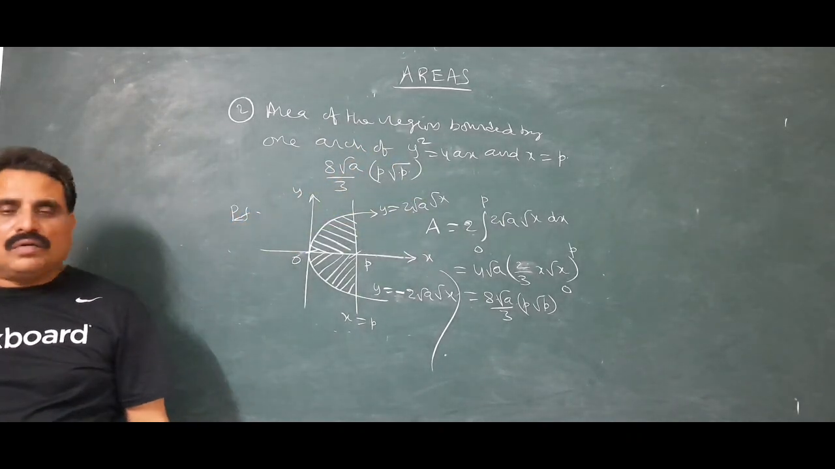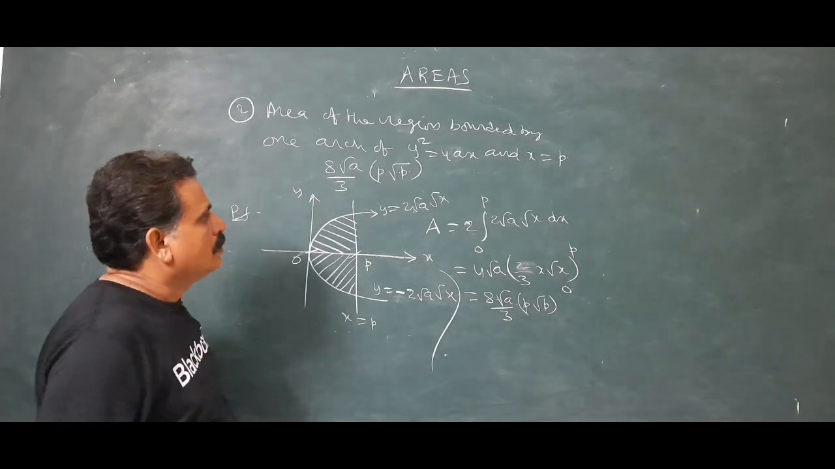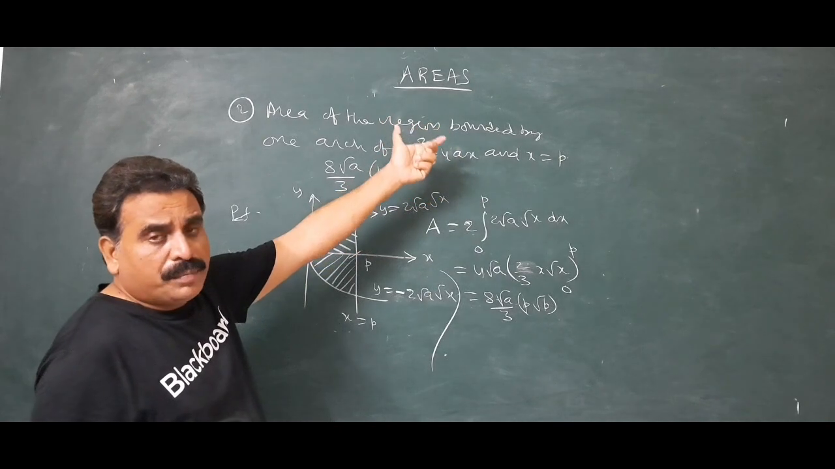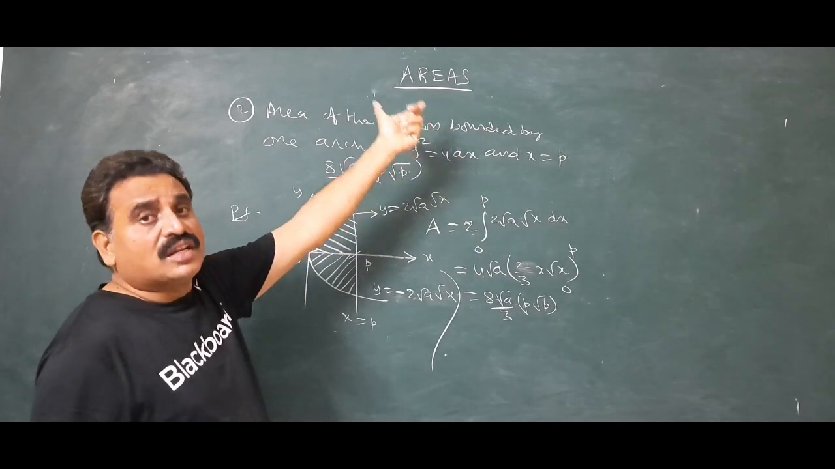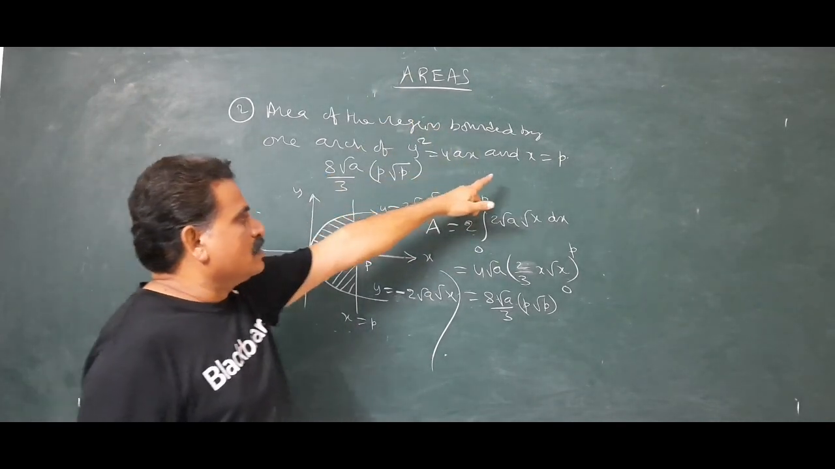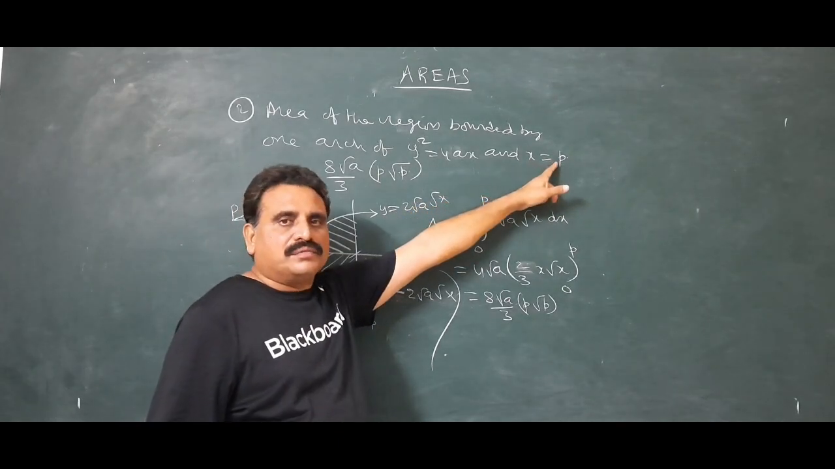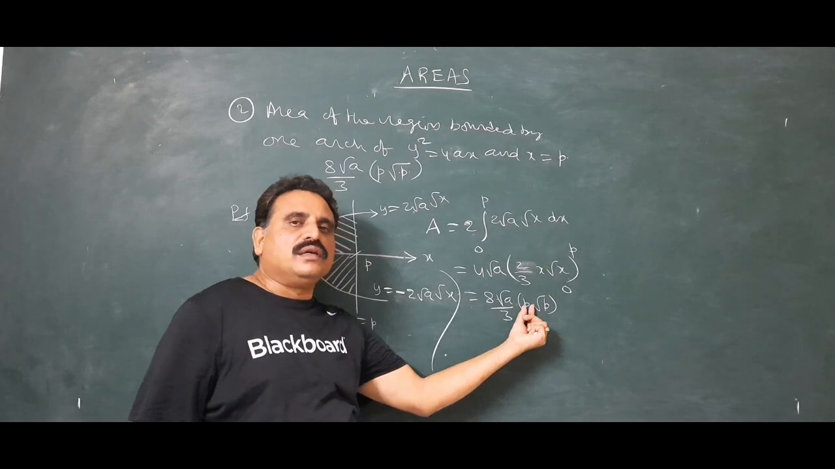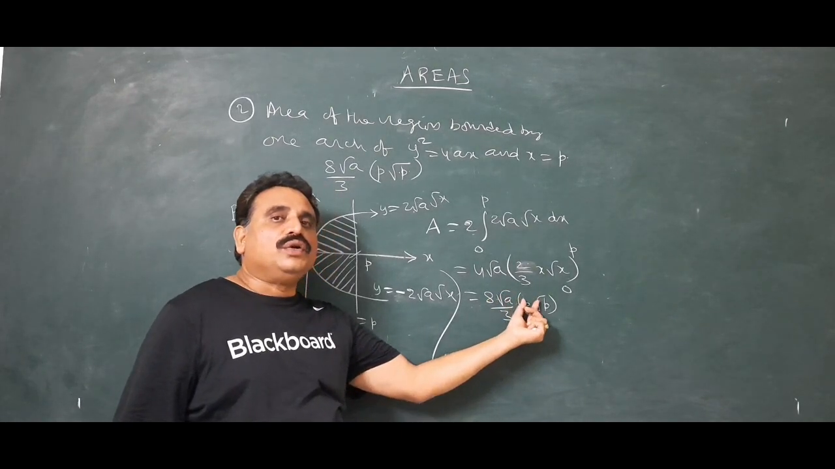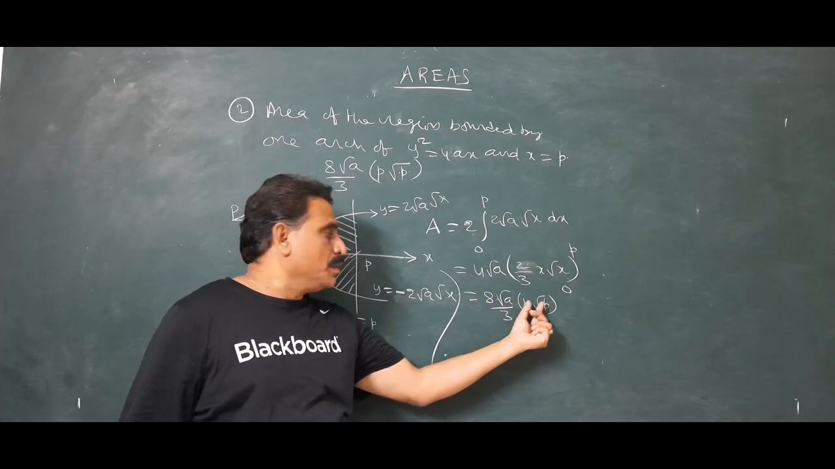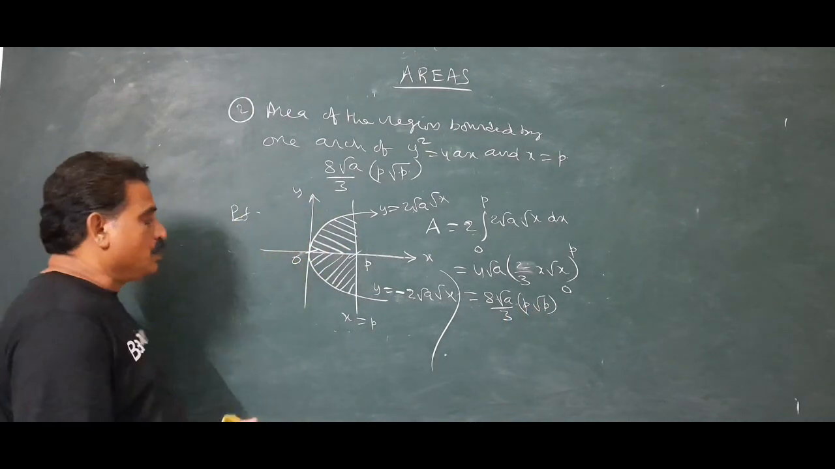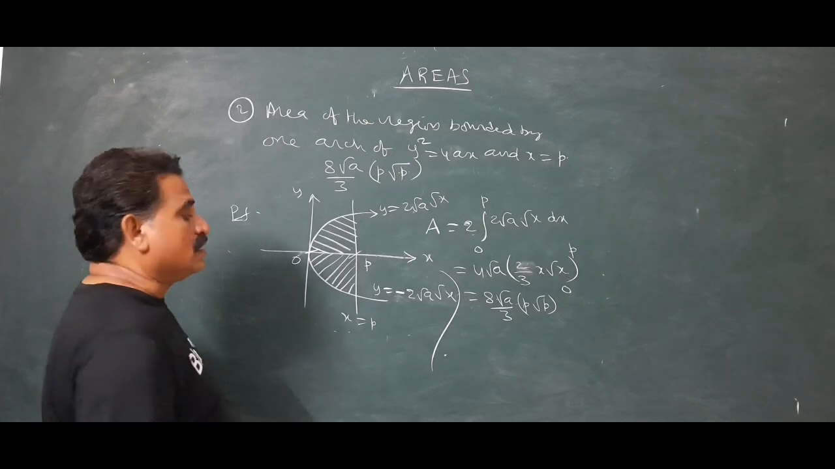Now from this, if the line is x equal to a, that means the area bounded by the parabola with its latus rectum. Latus rectum is x equal to a. In that case, we just have to write a in place of p, that is 8 root a into a root a by 3. That means 8a square by 3. Very simple point that you note down as a note.